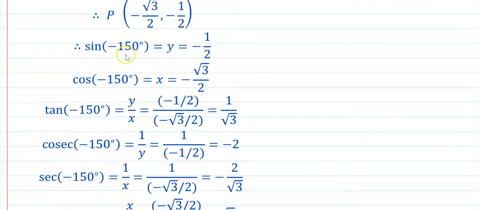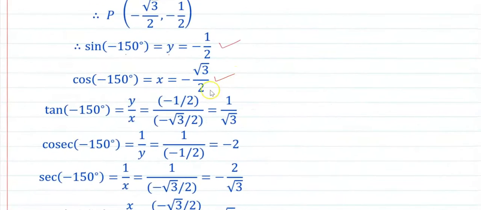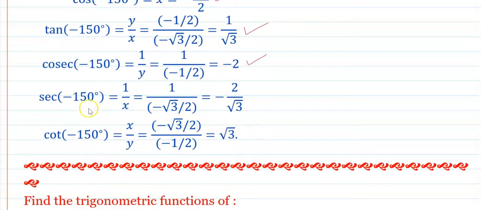Therefore, sine of minus 150 is equal to y, which is minus 1 upon 2. Cos of minus 150 is equal to x, minus root 3 by 2. Tan of minus 150 is equal to y upon x, which is minus 1 upon 2 upon minus root 3 by 2. 2 gets cancelled, and hence you will get 1 upon root 3. Cosec of minus 150 is equal to 1 upon y, 1 upon minus 1 upon 2, and hence you will get minus 2. Sec of minus 150 is equal to 1 upon x, 1 upon minus root 3 by 2, and hence you will get minus 2 by root 3.